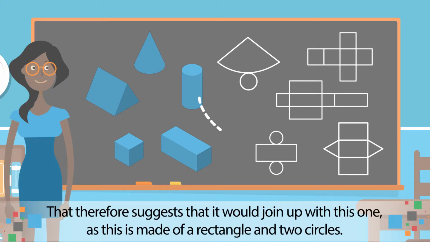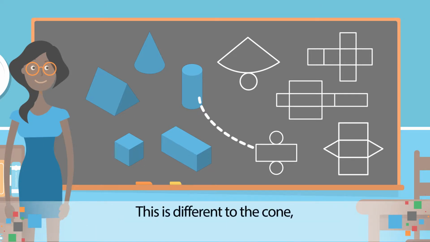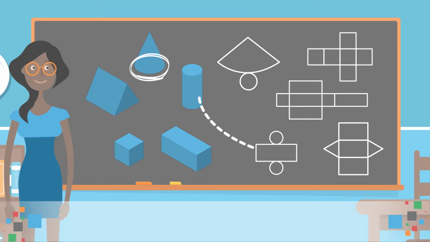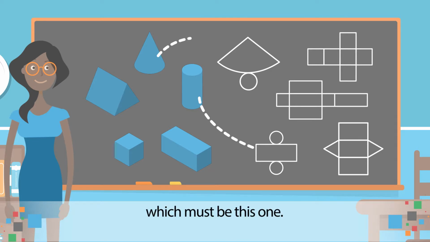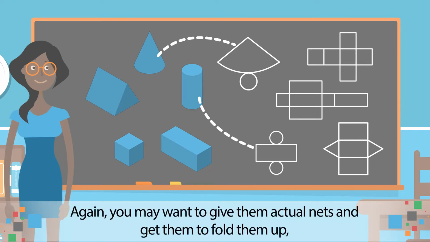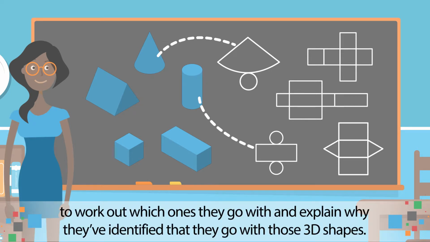That therefore suggests that it would join up with this one, as this is made of a rectangle and 2 circles. This is different to the cone, which is made up of 1 circle, and then something that forms the cone shape, which must be this one. Again, you may want to give them actual nets and get them to fold them up to work out which ones they go with, and explain why they've identified that they go with those 3D shapes.